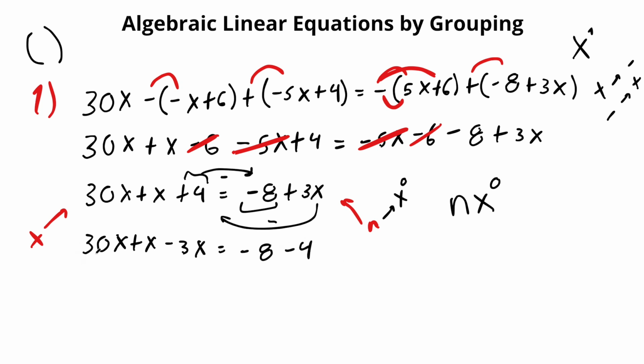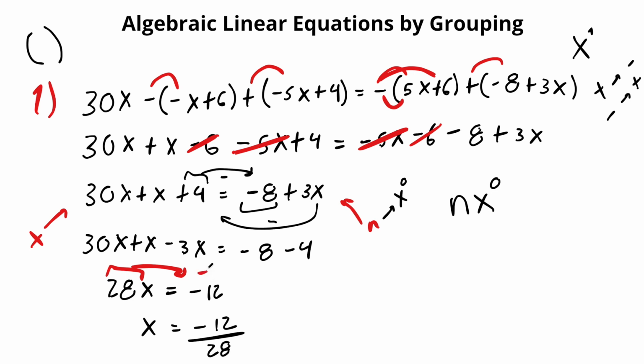Now, what do we have? 30 plus 1, this is technically a 1x. You already have to know that x is equal to 1x. 30 plus 1, 31, minus 3 would be 28x, which is equal to negative 8 minus 4, which would be negative 12. X would be equal, therefore, to negative 12 over 28. Do you know why? The 28, since it's multiplying, passes to the other side to do the opposite, to divide.